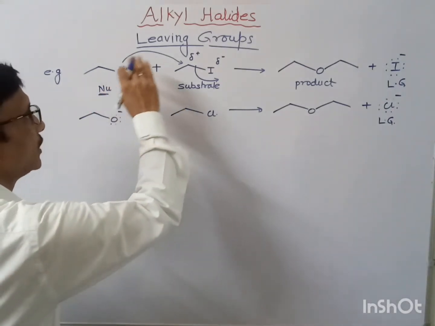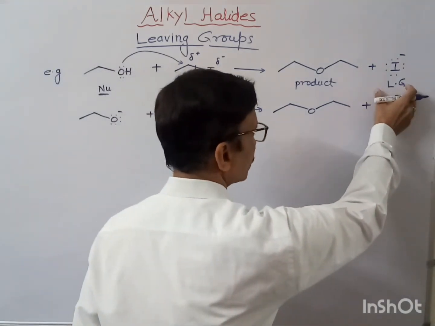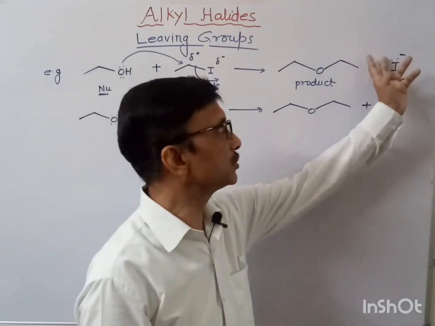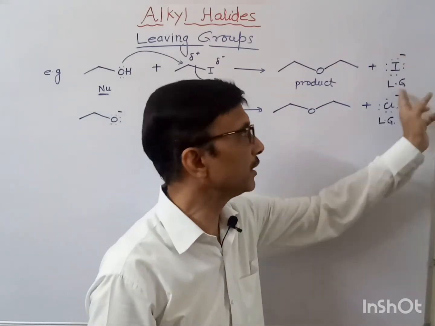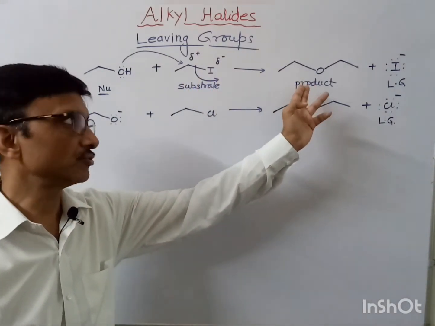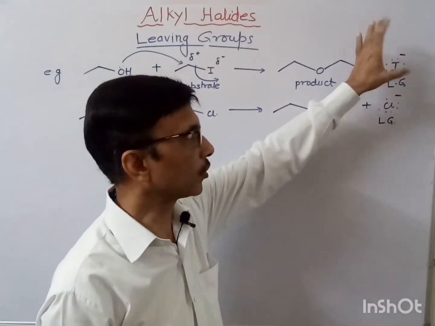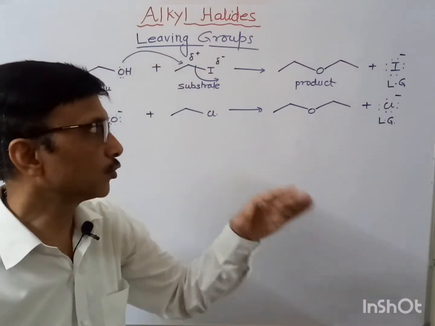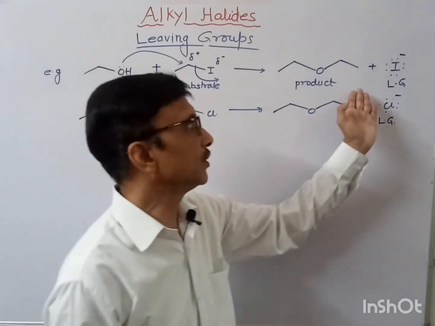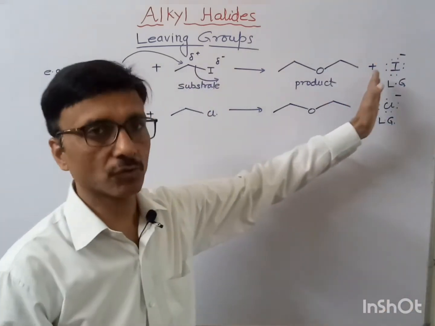As the nucleophile attacks, one of the groups leaves out, and that is called the leaving group. The more stable this leaving group is, the faster will be the rate of nucleophilic substitution reaction. So the leaving group should be a stable one. To get a faster nucleophilic substitution reaction, we should have a stable leaving group.